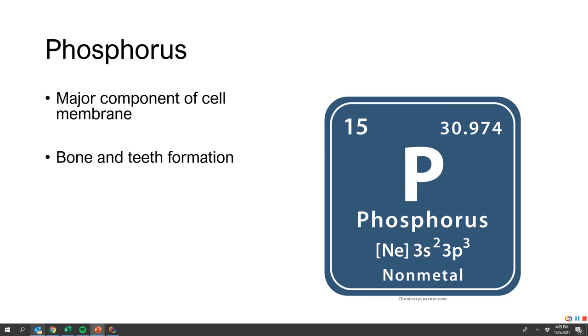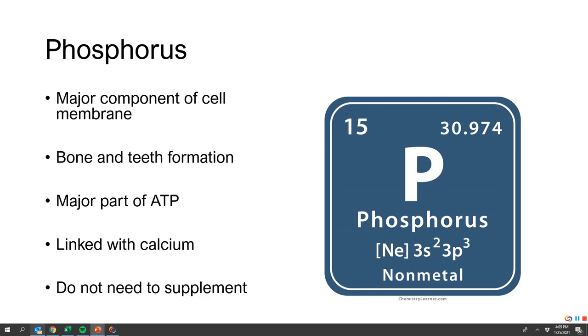When you think of phosphorus, think phosphate, think ATP. And so if we don't have phosphorus or phosphate, we're not going to have ATP, which will make it very hard to do something since we use ATP for energy. All right, and like I said, it's linked with calcium, and just like calcium, generally don't need to supplement.